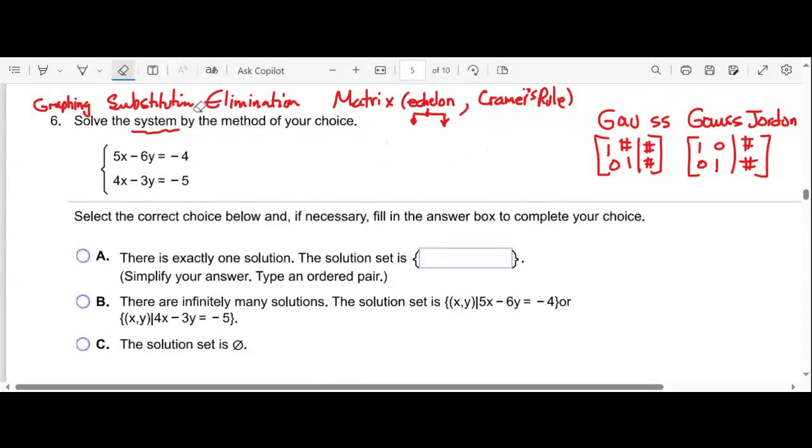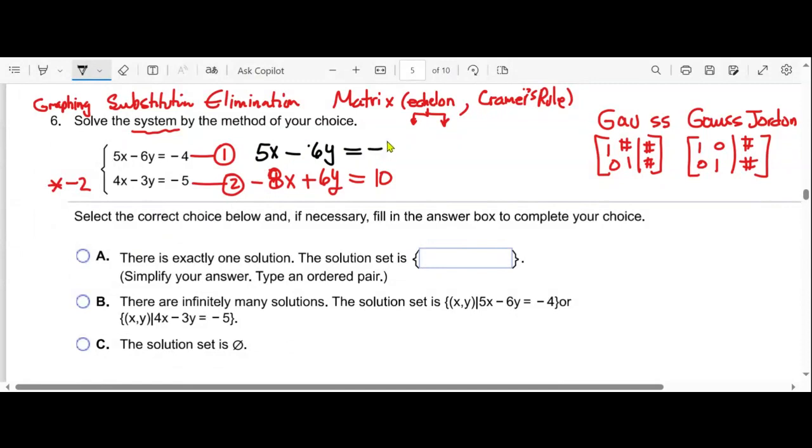Let's now use elimination for this one because it's much easier. This is equation number 1, and this is equation number 2. For equation 1, can I multiply? The 3y and y must be the same, both must match. Can I multiply by negative 2? What are you going to get? Negative 4x, I'm sorry, 8x. Negative 8x, correct? Plus 6y equals 10. And the top one, I didn't make any changes. It's the same: 5x minus 6y equals negative 4.